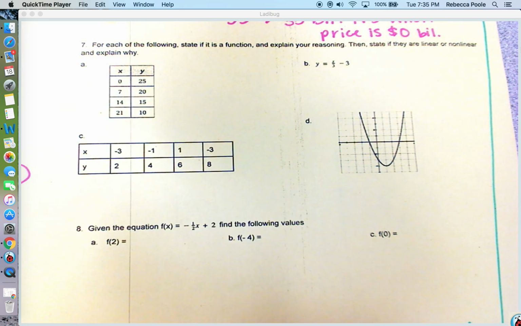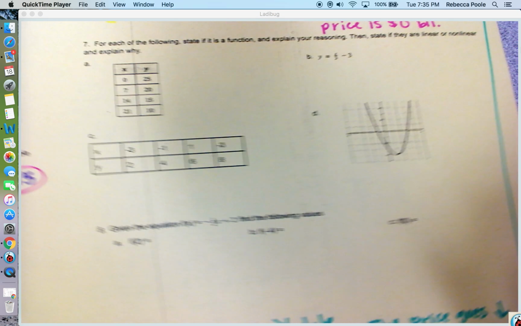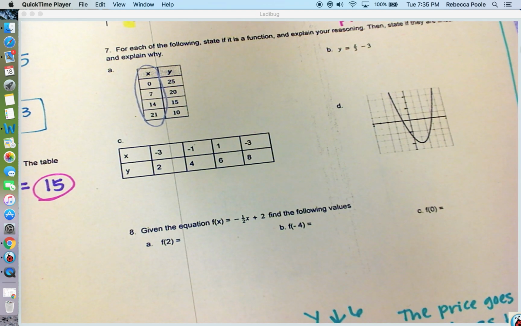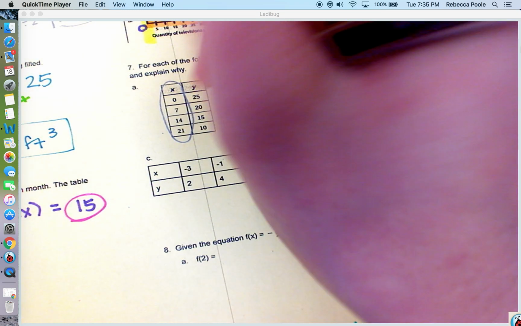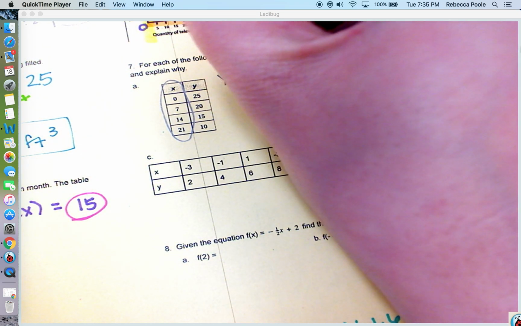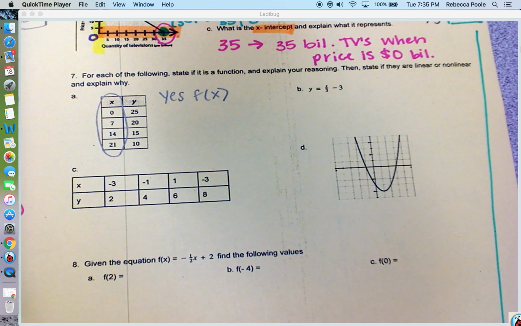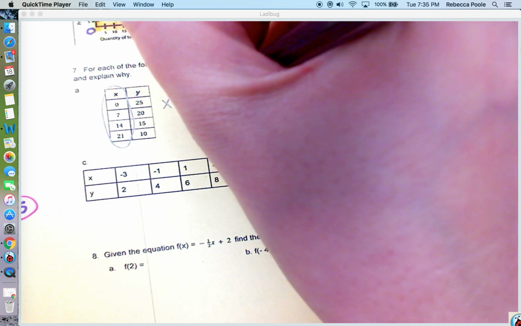So for number 7, I want you to state for each of the following if it's a function and then tell me if it's linear or non-linear, okay? So let's look at number 7. If you look at this table, do any of the x's repeat? No. So remember, if none of the x's repeat, this is a function, right? So we're going to say, yes, function. Remember, I'm going to abbreviate. Y'all, my kids, you know I like to abbreviate. So this is a function because it says explain. X's don't repeat.